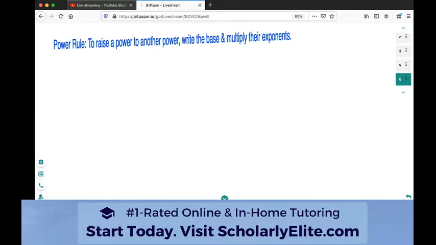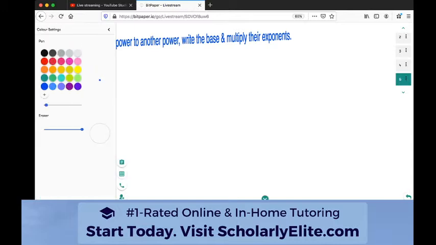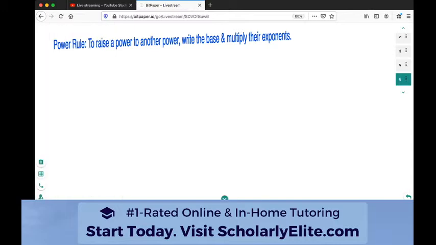Alrighty. So let me show you what this means, because when it's in writing, it can be a little bit difficult to understand. What this is trying to say is when you're raising a power to another power, if you have x to the power of 3, and then that is to the power of 2, what you're really going to do is multiply those exponents. So the next step in this question would be x to the power of 3 times 2, and it becomes x to the power of 6.